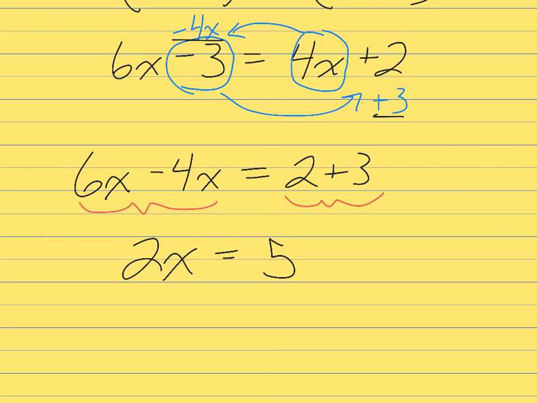Now let's just look at the x value. I have 2 times x, so I'm going to do the opposite and divide, but I have to divide on this side too. So when I'm all done now, I have x equals 5 divided by 2, or if you just had 2.5, that would be fine as well.